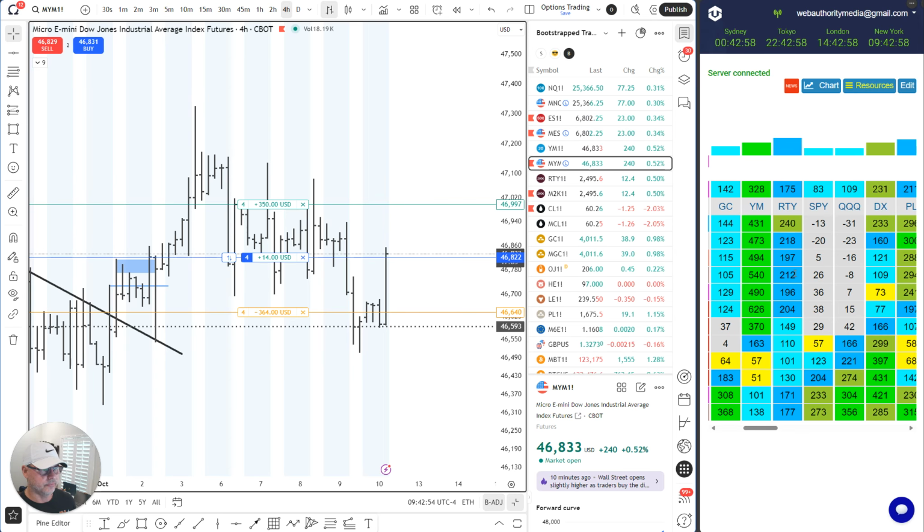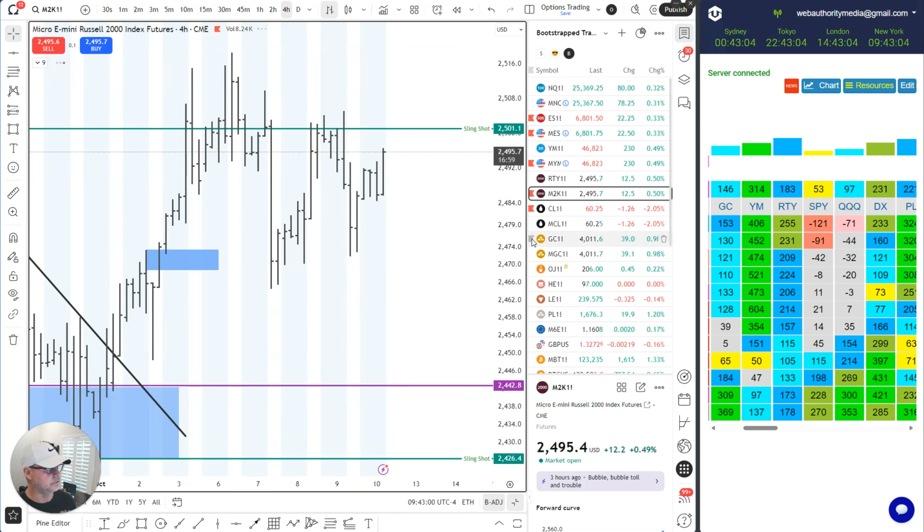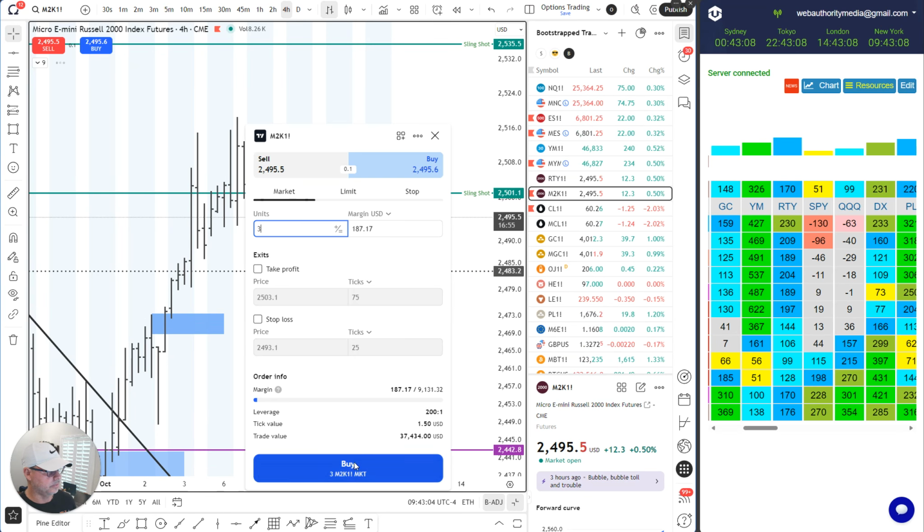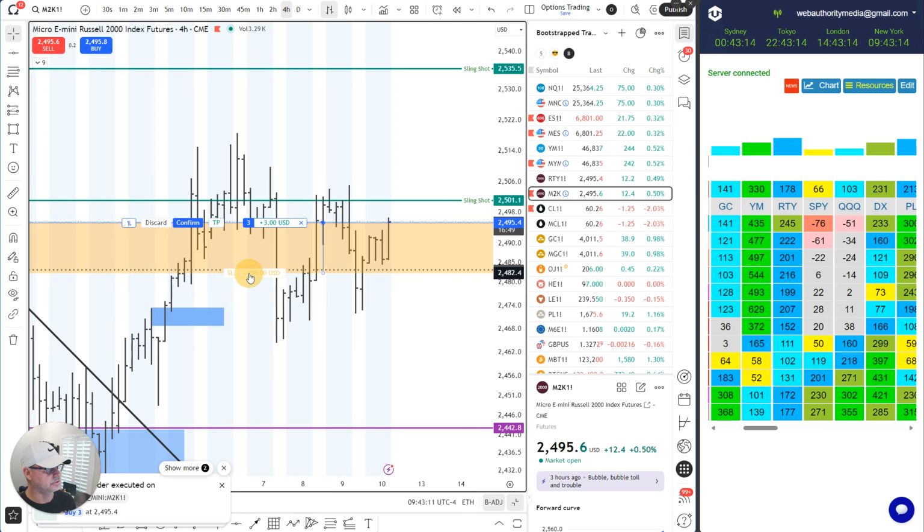Russell is doing the same thing. Notice how Russell is going from top to bottom. It's just going along with it. So let's just go to the M2K. I got a target coming up next on Russell. Sweet, no problem. I'm going to take that. And just to remind you, I'm trading micros, okay? This is the reason I can actually pull this off.